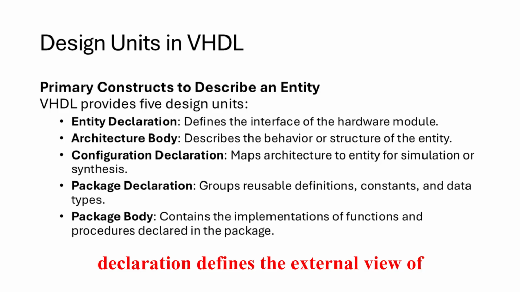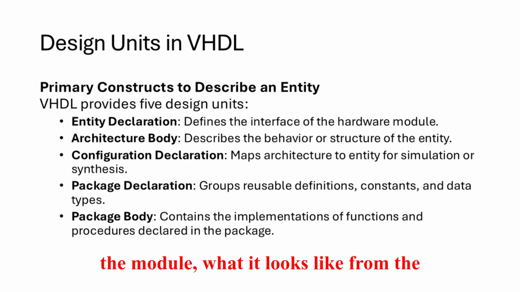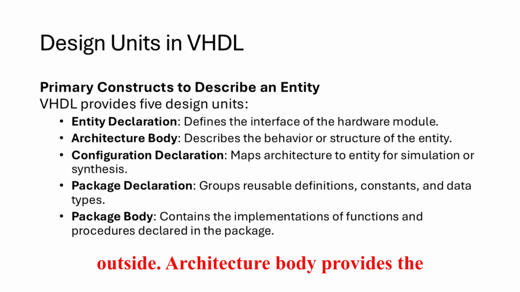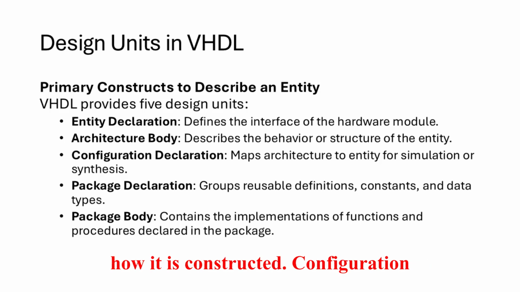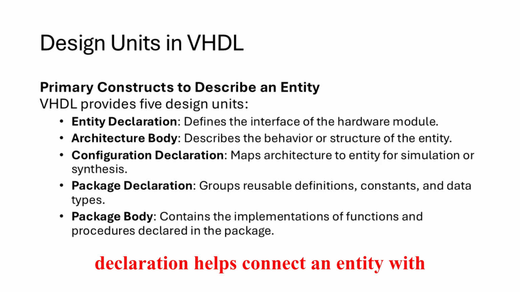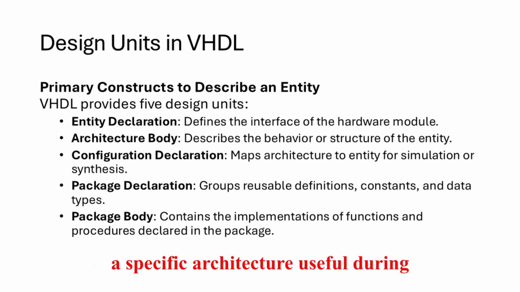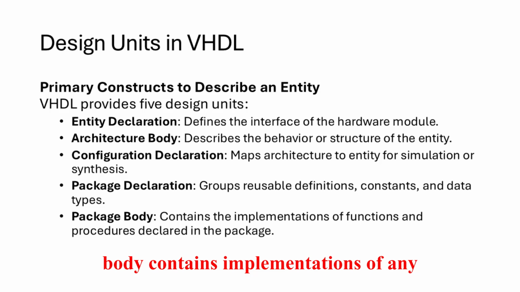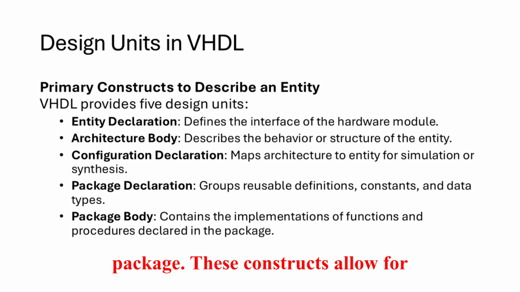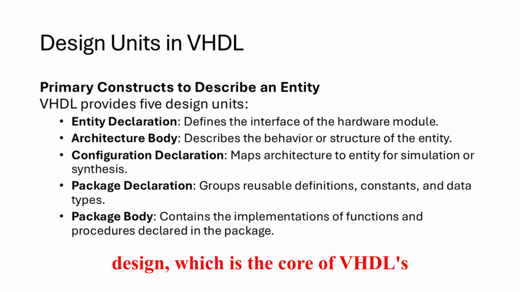Entity declaration defines the external view of the module, what it looks like from the outside. Architecture body provides the internal details, how the module works or how it is constructed. Configuration declaration helps connect an entity with a specific architecture, useful during simulation or synthesis. Package declaration serves as a library for reusable definitions, such as constants and data types. Package body contains implementations of any functions or procedures declared in the package. These constructs allow for modular, reusable, and hierarchical design, which is the core of VHDL's power.